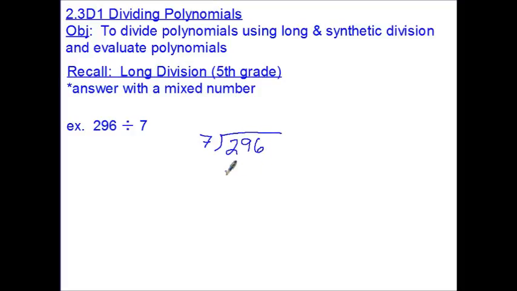Then you ask, does 7 go into 2? And if it does, great, you put a number up there. If 7 goes into 29, oh yeah, it does. And of course, it goes in 4 times. And then after you put that number up top, you multiply. 7 times 4 gives us 28. The second I write that number down there, I'm thinking, I need to subtract. So we subtract 29 minus 28, which works out to be 1.